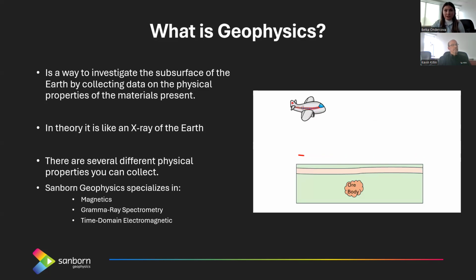Some of the greatest benefits of geophysics is that it's non-invasive, which means we can do these surveys without leaving an environmental trace, specifically here at Sanborn, where we do aerial surveys. Geophysics can also see through some of the top layers and give you information at a deeper depth. The different physical properties we study here at Sanborn include magnetics, gamma ray spectrometry, and time domain electromagnetics.